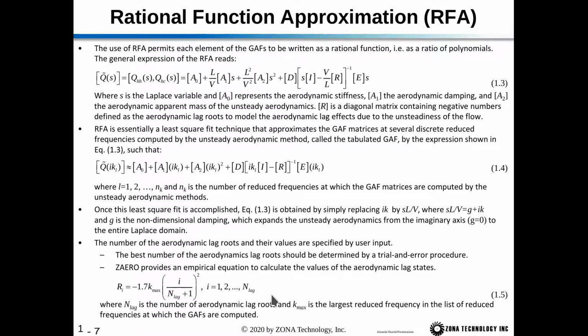In that case, what I like to do is manually use this equation and plug in my own Kmax, usually 1. So if I have 5 lag roots, I'll plug 1 for Kmax into this equation and then calculate the 5 roots, incrementing I from 1 to 5, and then nlag would be 5. And then those specific values that I calculate, I can specify in ZAERO, and that may give me a better RFA approximation.